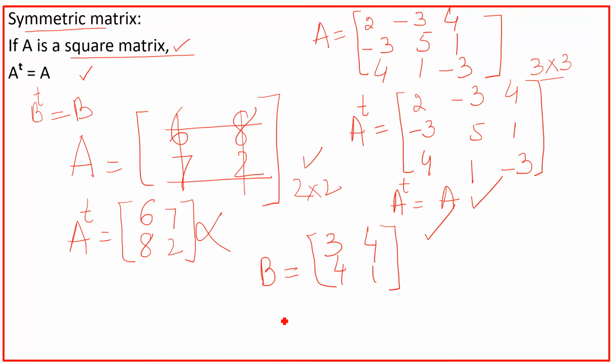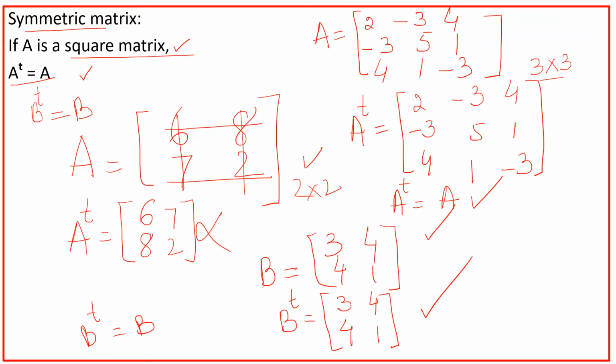Go to the second one, B transpose. Now we will take the B transpose. Means we will convert this first row into a column, and the second row into a column. Now, B transpose is equal to B. This is the general formula, right? So whatever is the name of your matrix, you have to use that one. So B transpose should be equal to B. It is B: 3, 4, 4, 1. Both are same. So this is the symmetric matrix.